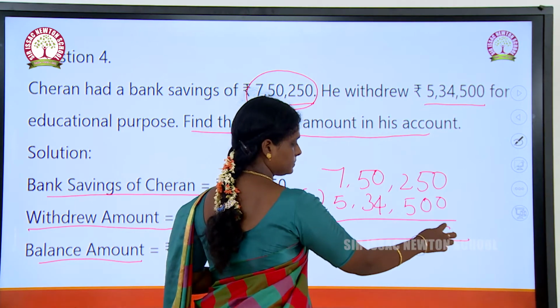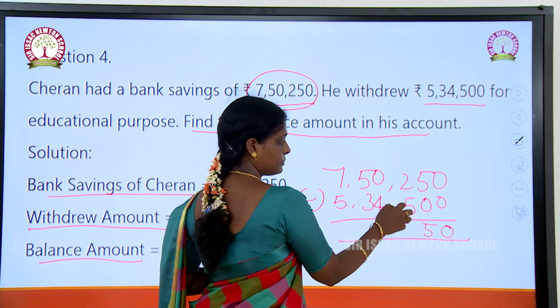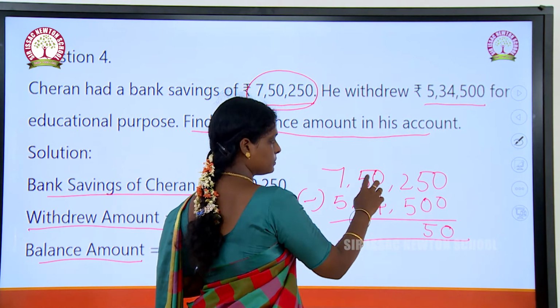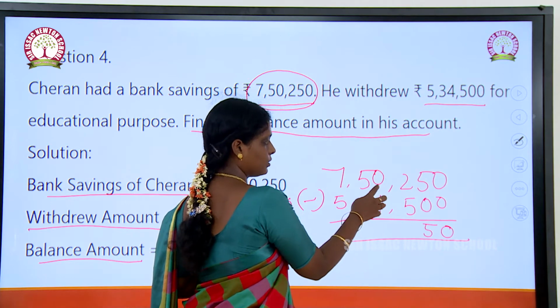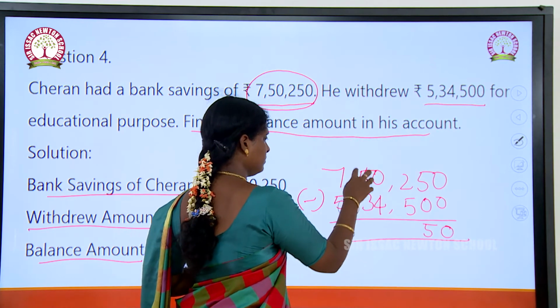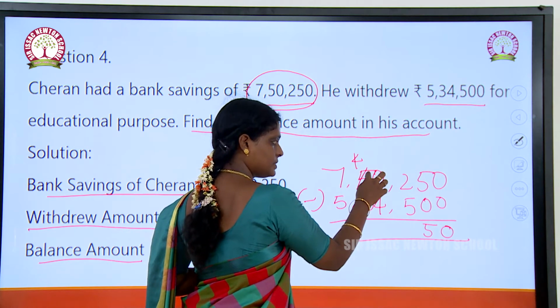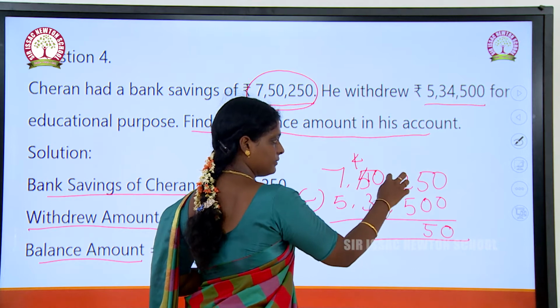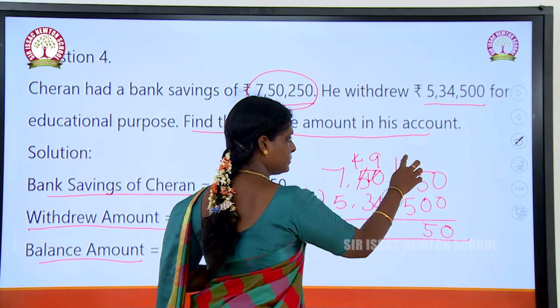So 0, 5 minus 0 is 5. So I have to subtract 5 from 2. It is not possible. So you have to borrow from this number, and this is 0. So you have to borrow from 5. So it will become 4, and this will become 10. If we borrow 1 from this, it will become 9. And this will become 12.